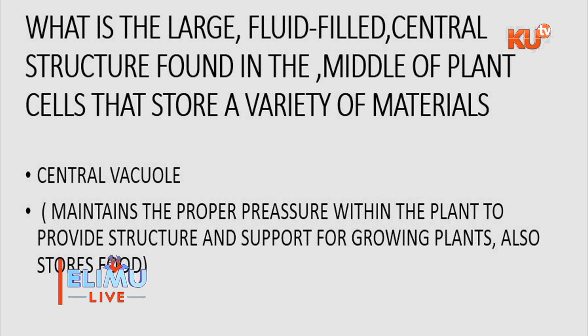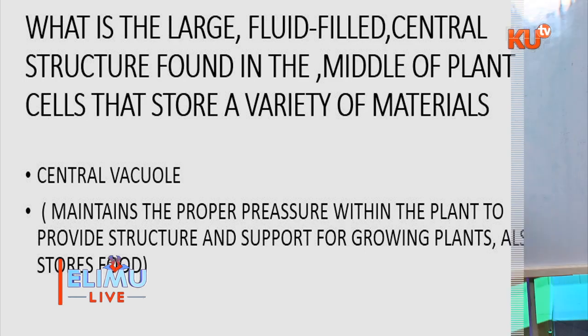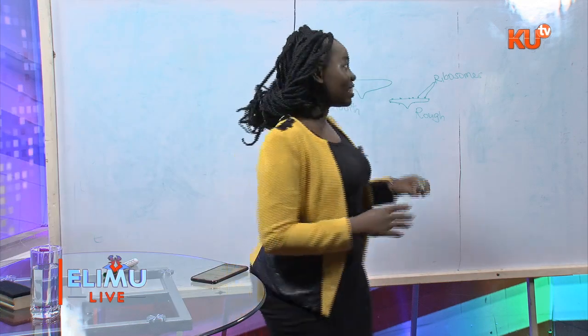The central vacuole's function is to maintain the proper pressure within the plant, to provide structure and support for growing plants, and it also stores food. What you have to know about the central vacuole is that it is the largest in a plant cell, it is central and very large, and it gives support and performs more than one function in a plant cell.